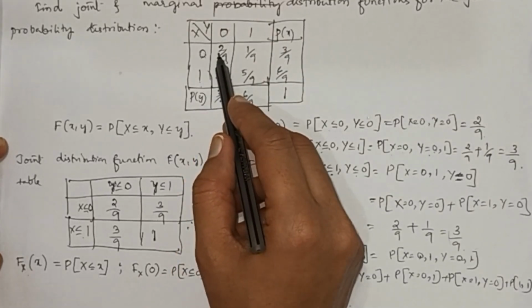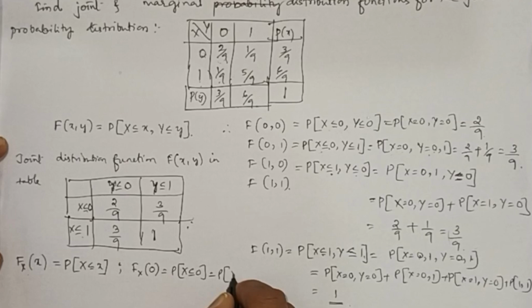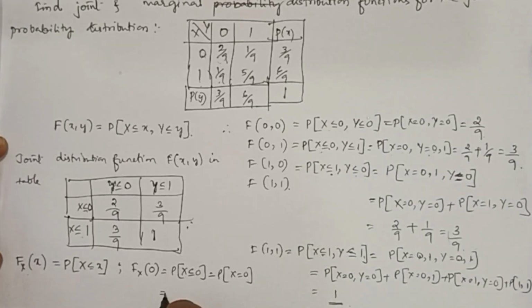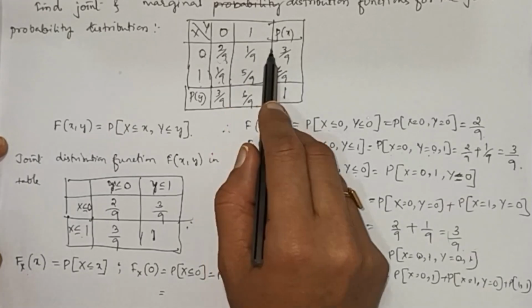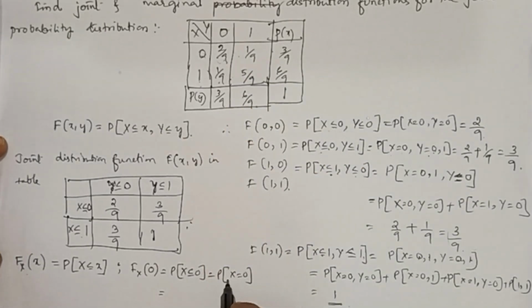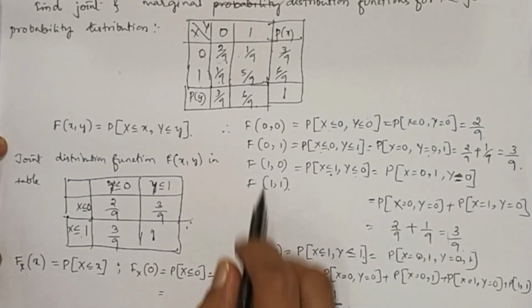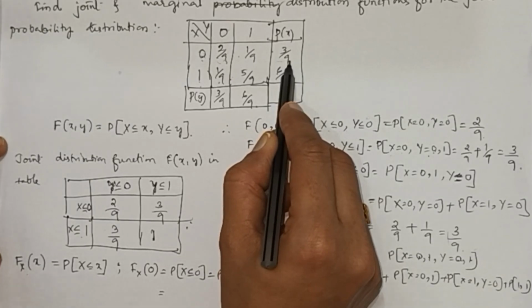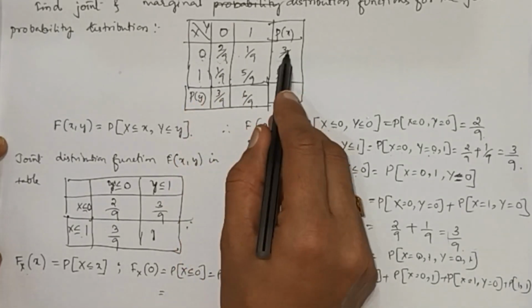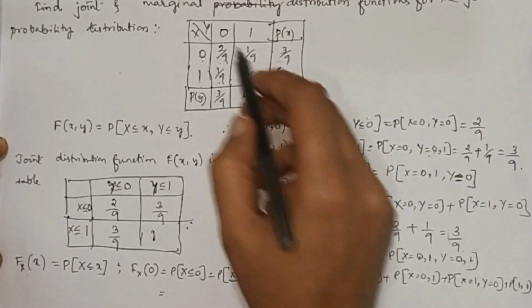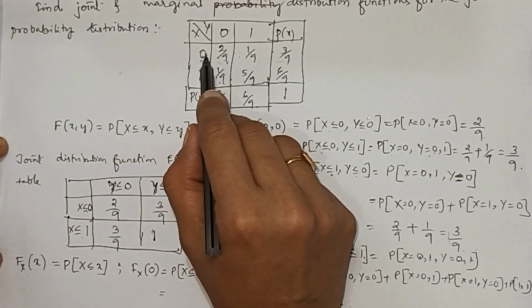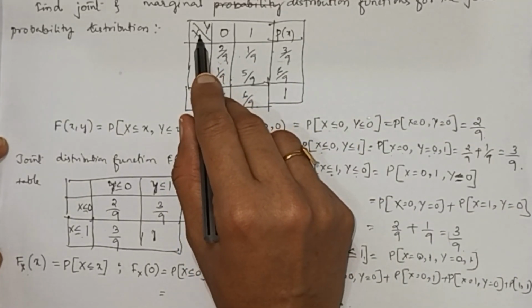Probability when X equal to 0. So the Y value can change from 0 to 1, any of the two values. So you need to take this when you have to find the marginal probability, which is nothing but a row sum for X equal to 0. You can write directly 3 by 9, because we are calculating the row sum corresponding to the row for X equal to 0.